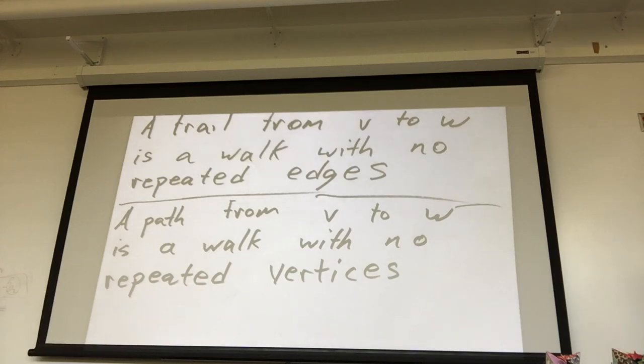Just got 3 more definitions. So we have a walk. A trail is a walk with no repeated edges. A path is a walk with no repeated vertices. Another way to describe a walk.